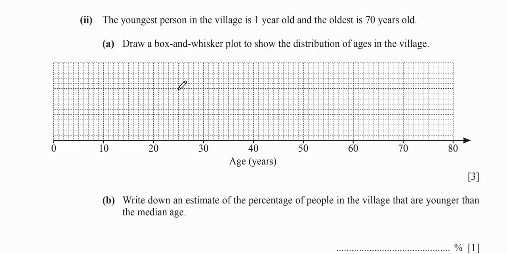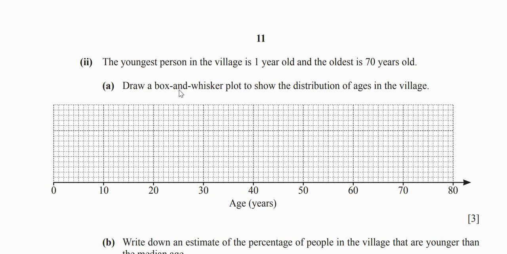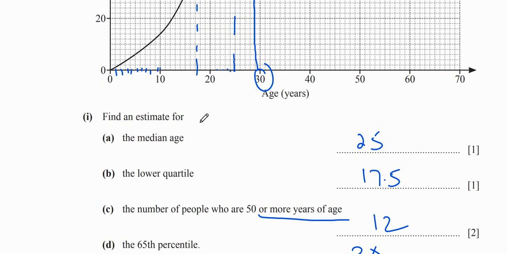Now, next question, it says that the youngest person in the village is 1 year old. The oldest is 70. Draw a box and whisker diagram. So look, at 1 year old, you will make a line like this. At 70, you will make a line like this. Let me make a correct line so that you guys can make one as well. Like this. Now, what's the lower bound?